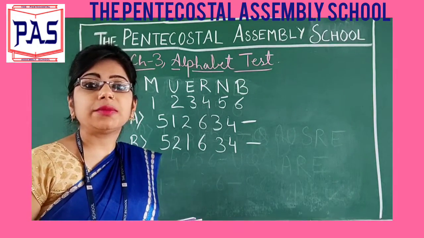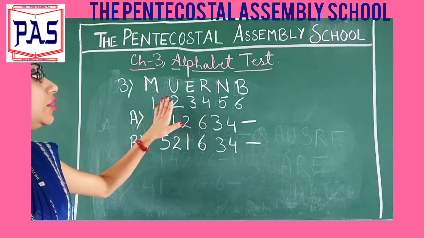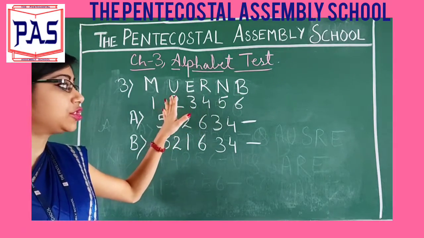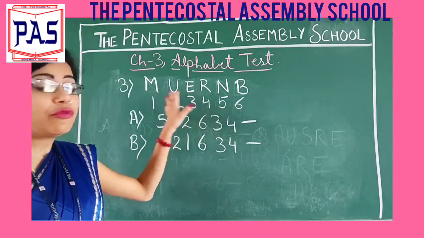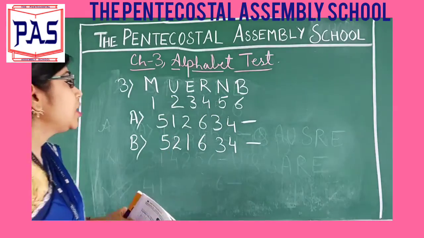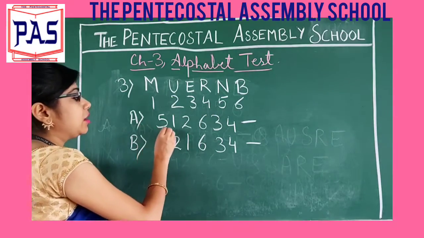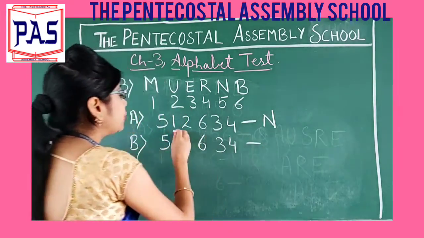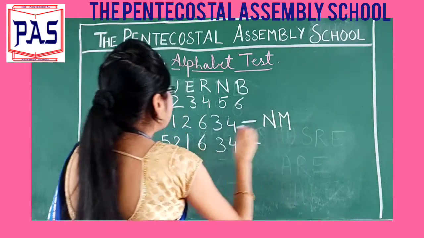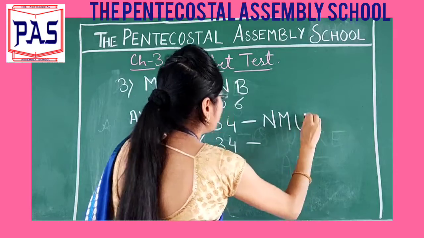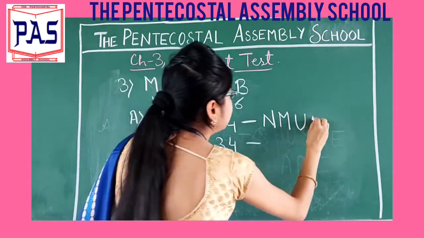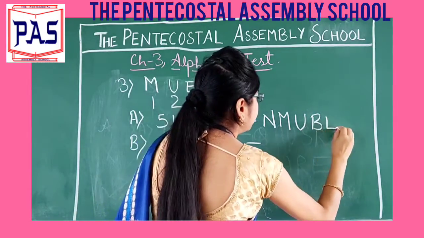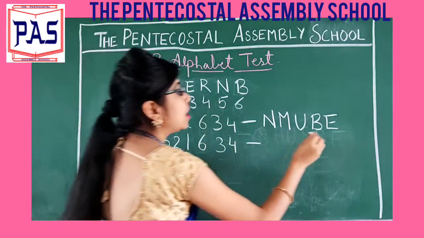Let's see question number 3, children. I have written down the question. M, U, E, R, N, B. These are the letters given in your question, with the numbers 1, 2, 3, 4, 5, 6. Let's check option A. Number 5 indicates letter N. 1 indicates M. 2 indicates U. 6 indicates B. And 3 indicates E. Whereas 4 indicates R.